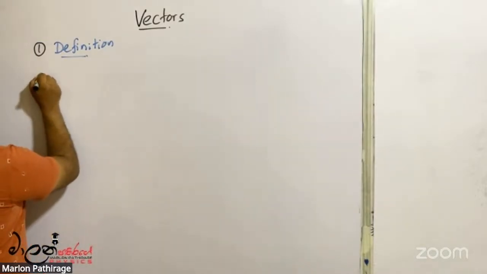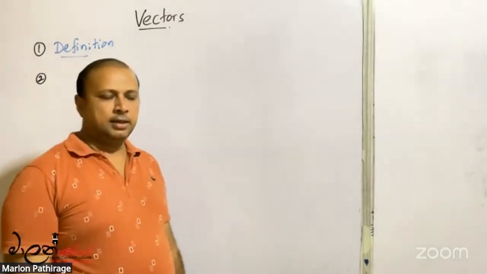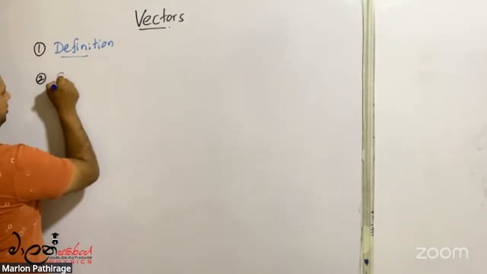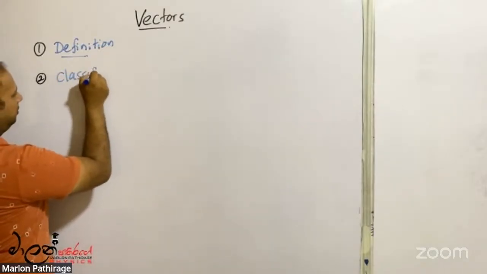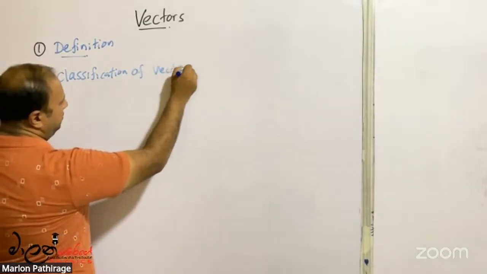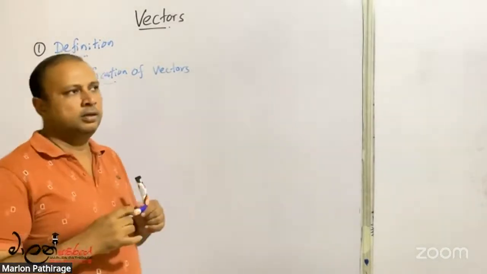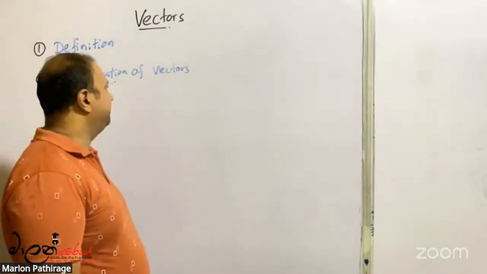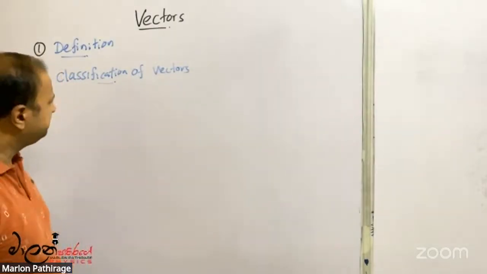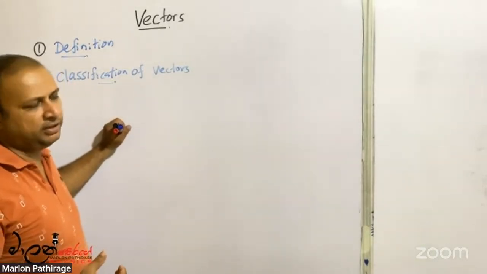Second one: classification of vector quantities. Second topic is classification of vectors. There are several classifications. So here I'm going to consider the basic properties of vector quantities.